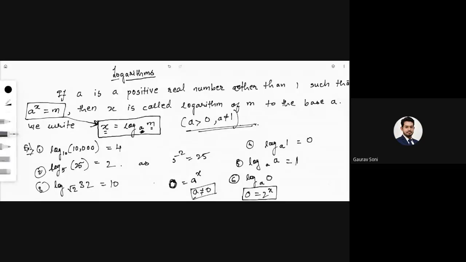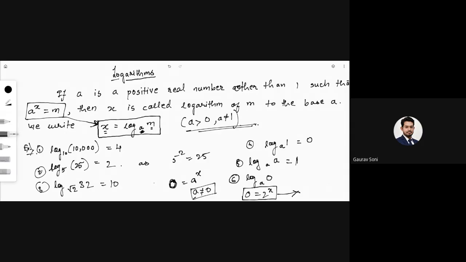Okay, the question is, is there a power of 2 so that the answer will become 0? 2 raised to x is equal to 0. Can you find the number x so that the power of 2 will turn out to be 0? No, sir. No. Okay, so one more answer we have got. It's impossible.